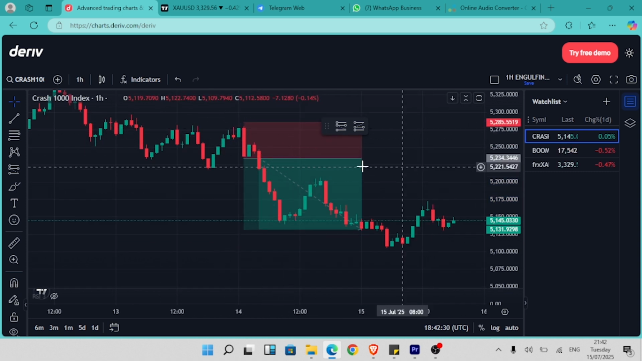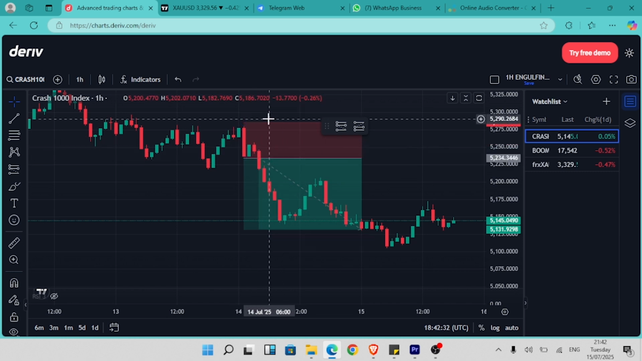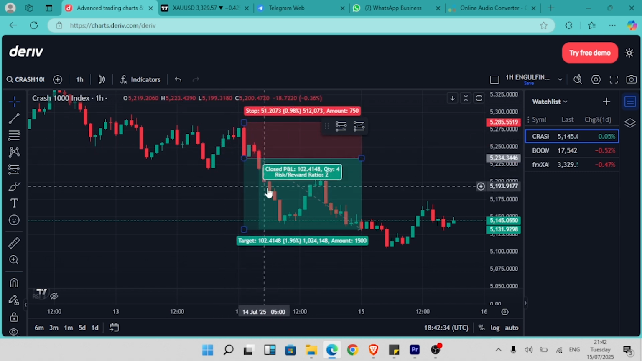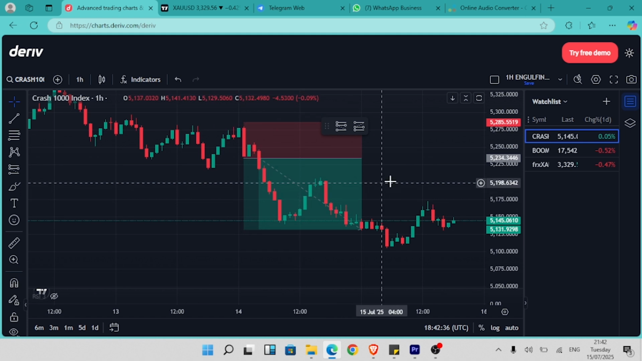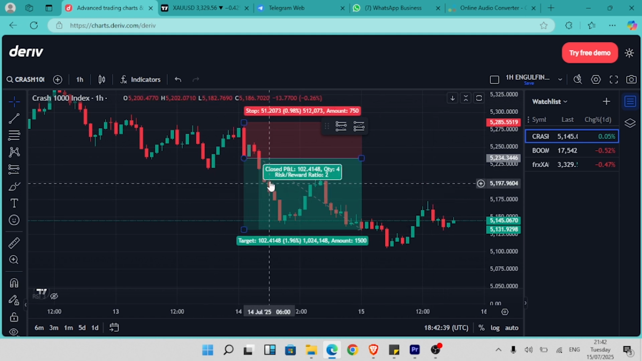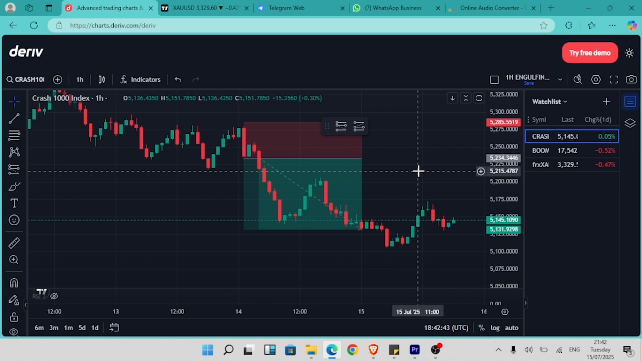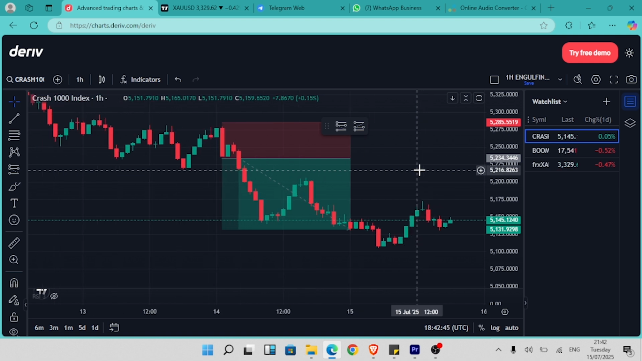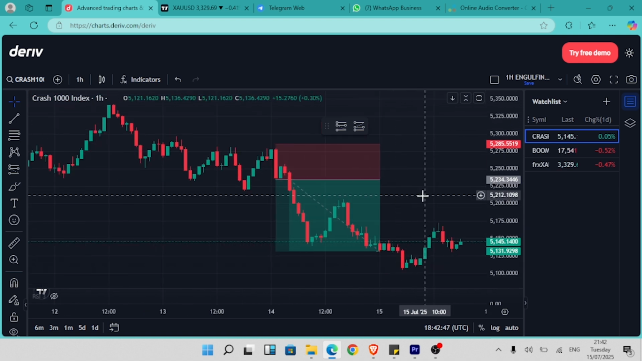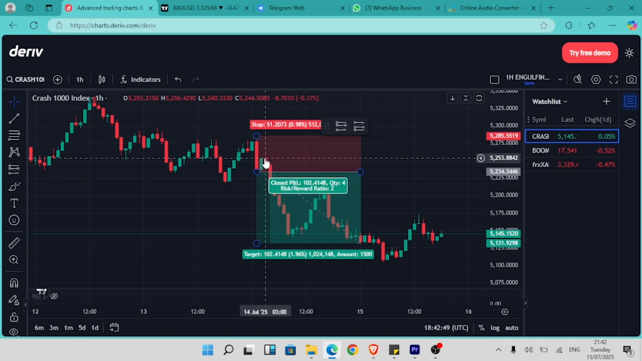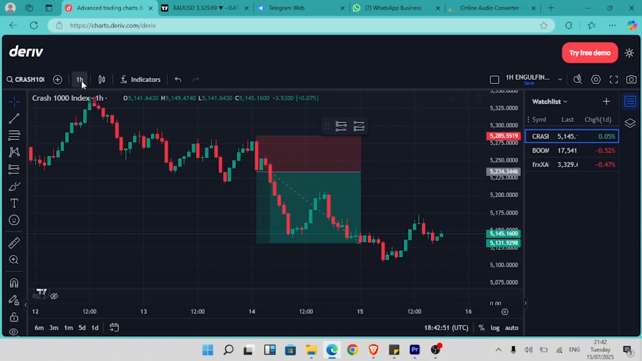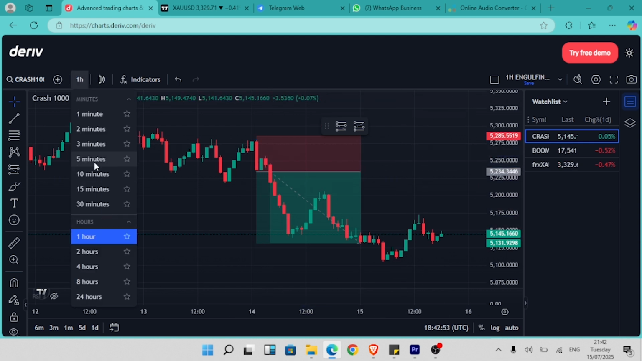Once you've done this, you will not place a trade at this point. You can do that if you have a big account or a reasonable amount of money you're trading with. But if you're trying to grow a small account, you will not trade this. Instead, you will go to the 5-minute time frame.